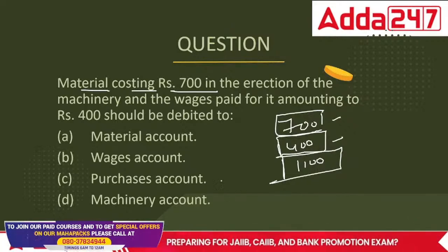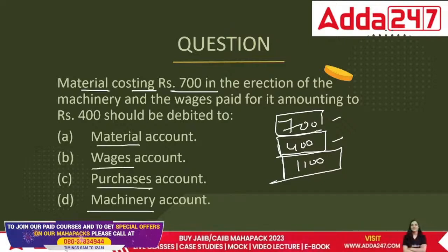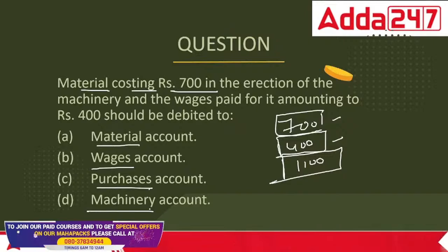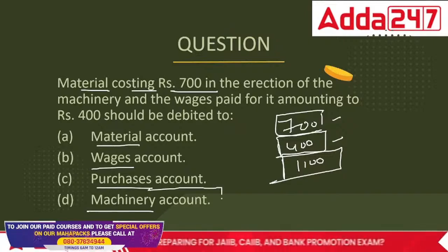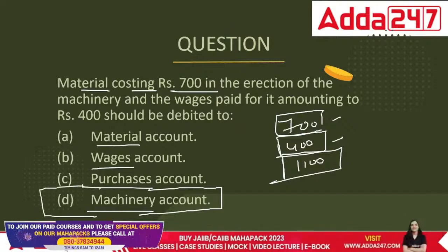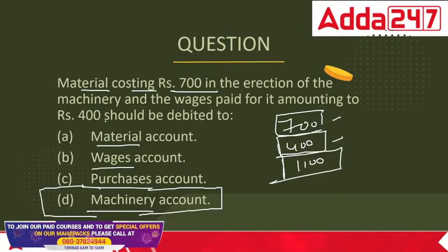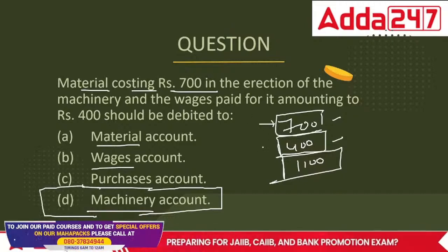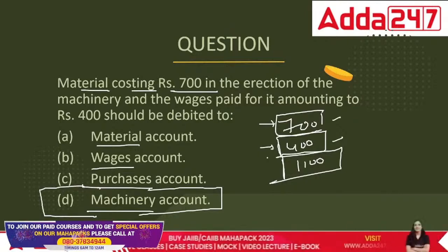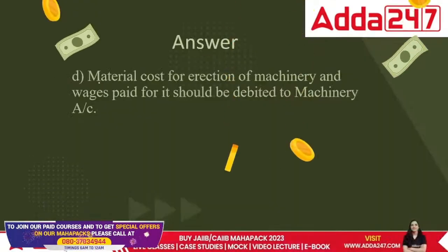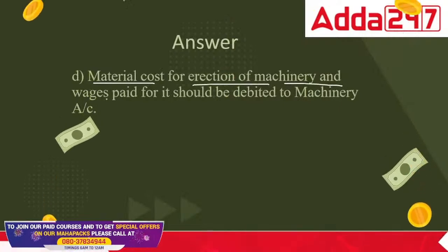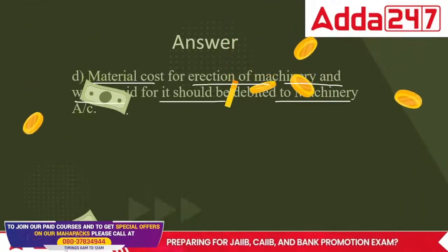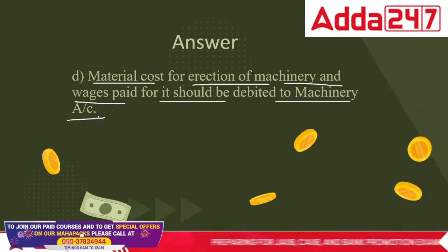So in this case, the options are material account, wages account, purchases account, or machinery account. The correct answer is that all these things are a part of the machinery account. Because ultimately the material as well as the wages, we are paying not for the purpose of individually doing it. We are doing it exclusively for that machinery. So the correct answer is that material cost of erection of machinery and wages paid should be debited to the machinery account.